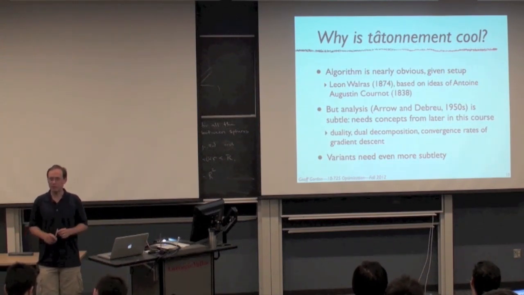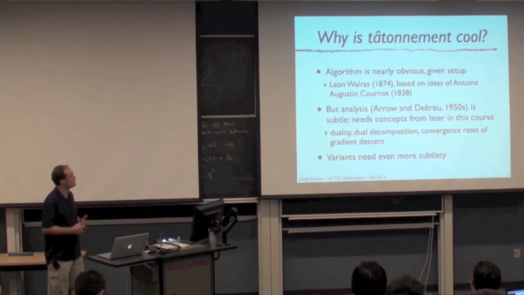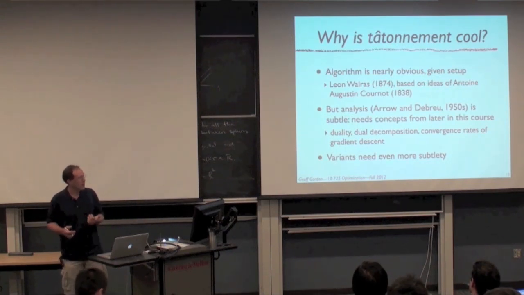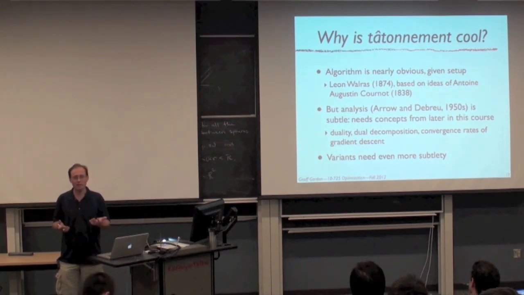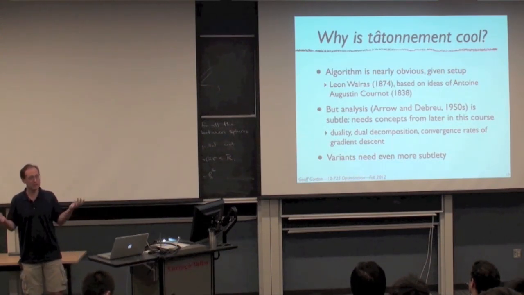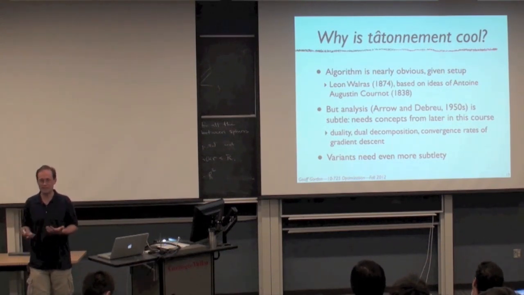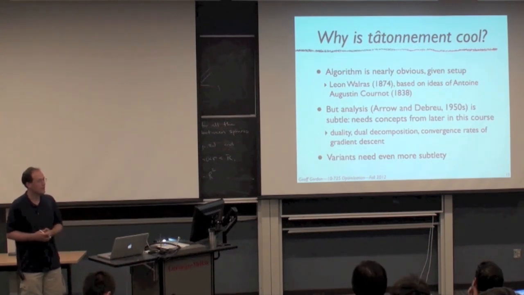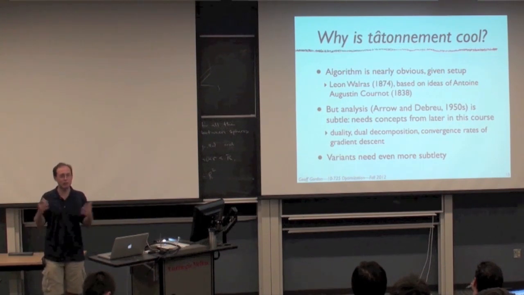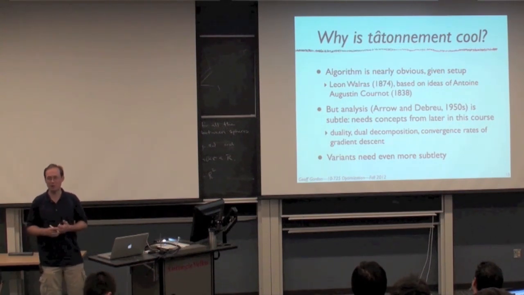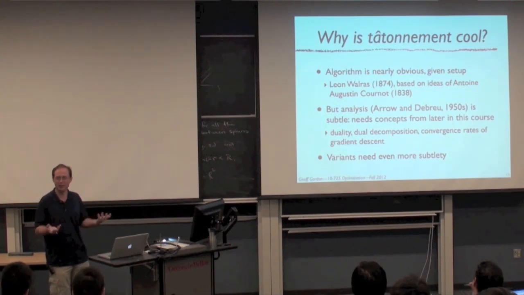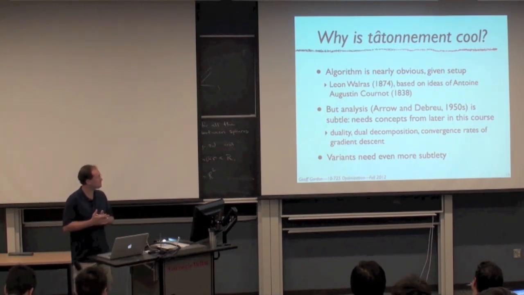I picked this as an example to start off the course because I think tâtonnement is a pretty cool algorithm. Why do I think so? Well, the algorithm is nearly obvious once you figure out the way that you're going to set up the problem. It seems like each step really makes sense. But it took until 1874 for somebody to figure out how to set up the problem this way. Euclid could have figured it out in principle, but he didn't.